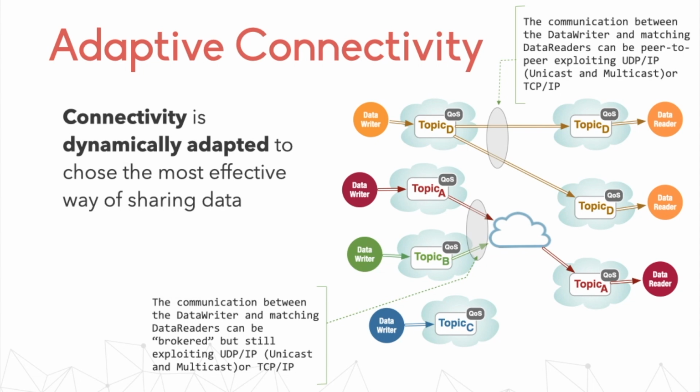Now, suppose that a second application arrives that is interested in the same kind of data. If dynamic discovery finds out that both applications can be reached through a common multicast IP address, then communication will switch from unicast to multicast in order to optimize network utilization. All those kinds of optimizations are done online and continuously by the dynamic discovery that is built into DDS.